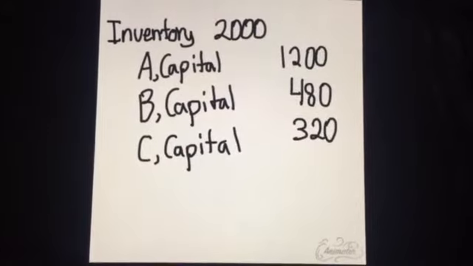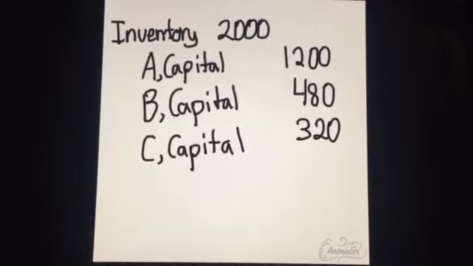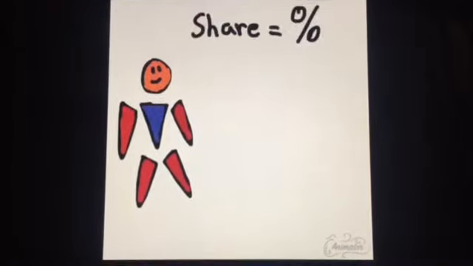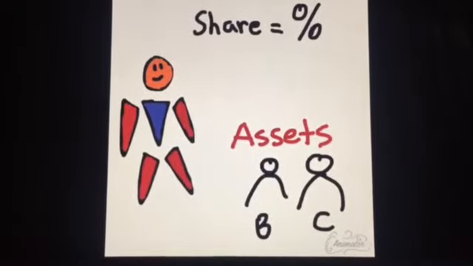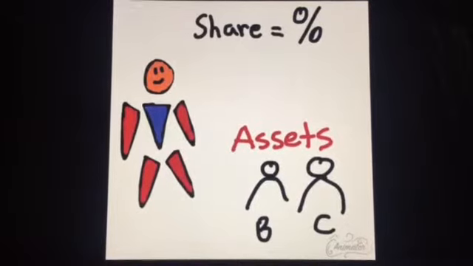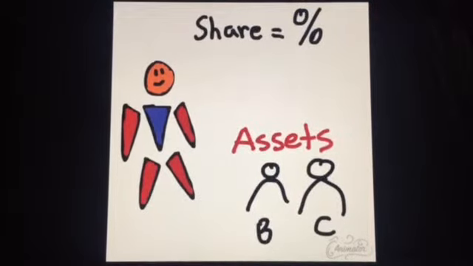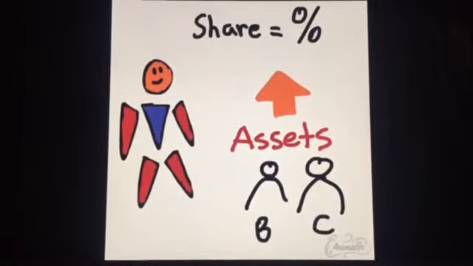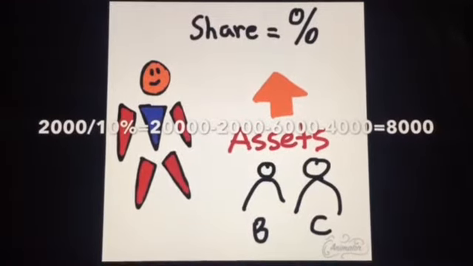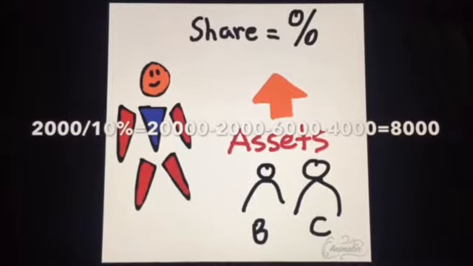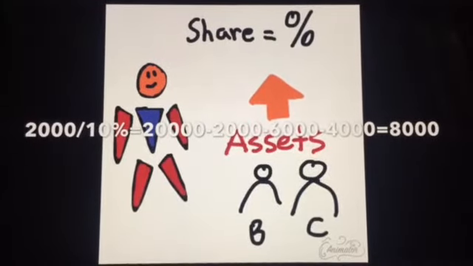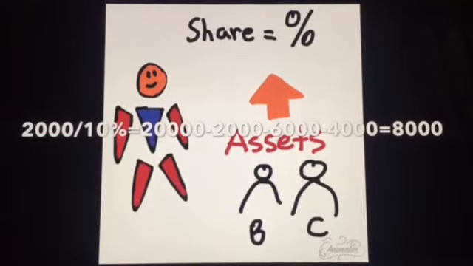Now let's assume the same scenario, but the partnership uses the revaluation method or the goodwill method. So in this method, Mr. A's capital would be the same as his share, but the assets of the original partners would increase. So how are we going to compute the required total asset? It is computed by 2,000 divided by 10% equals 20,000 minus 2,000 minus 6,000 minus 4,000, and the excess of 8,000 would increase the assets of the old partners.